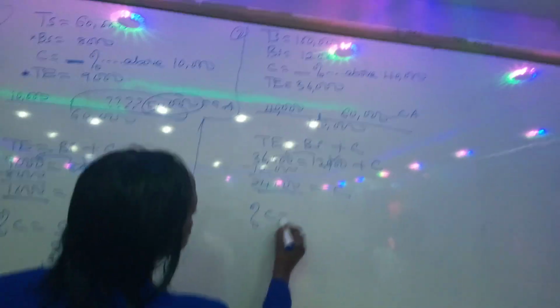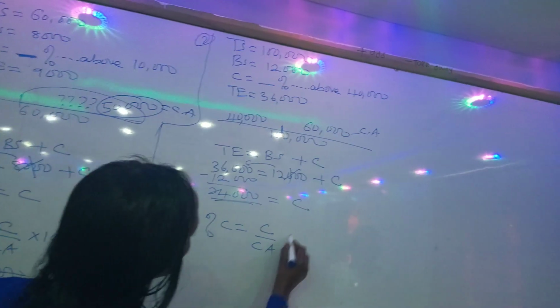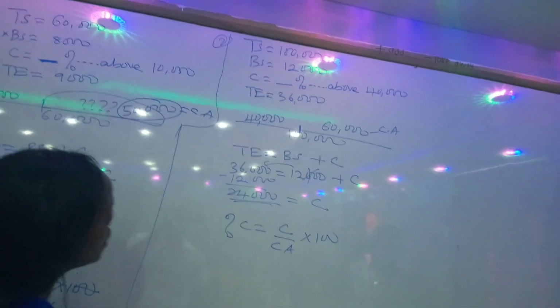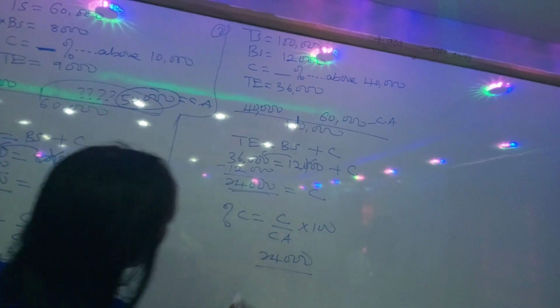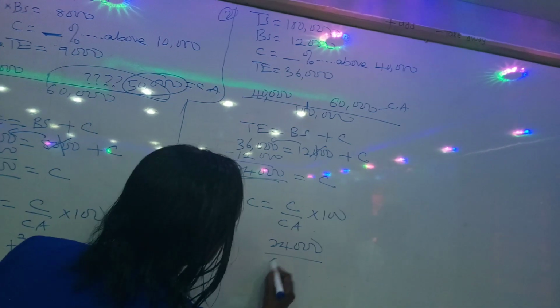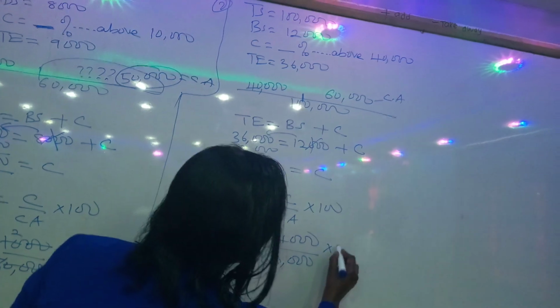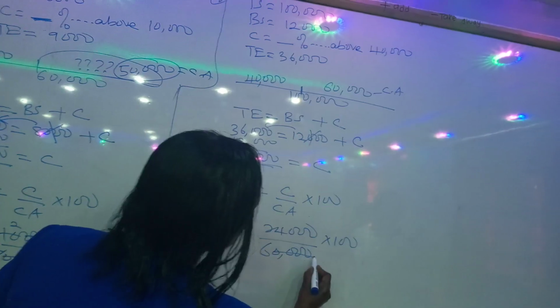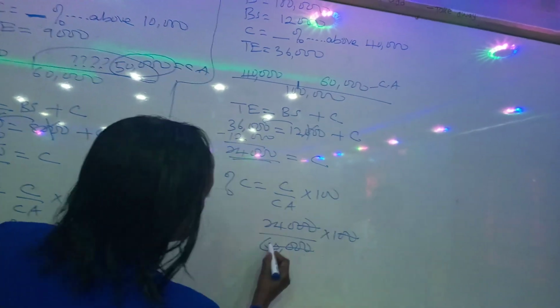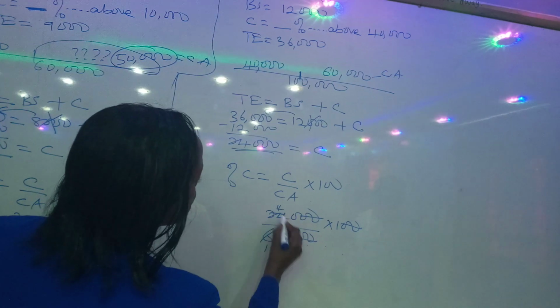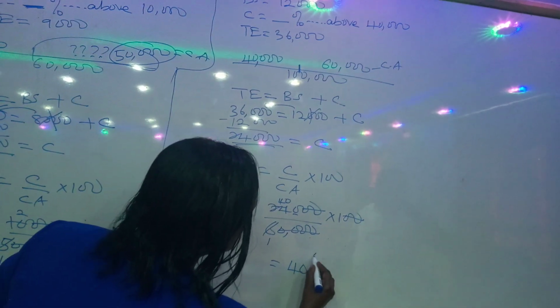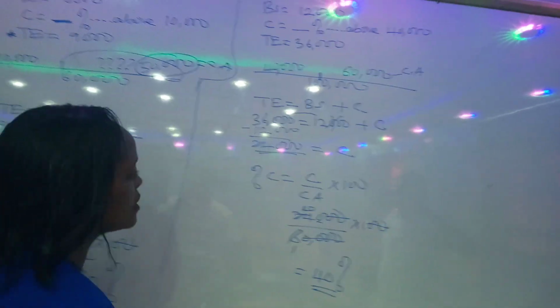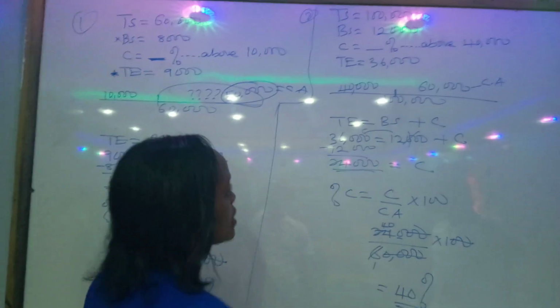We now go to point number 3. How do we get percentage commission? Commission over commissionable amount times 100. What's our commission now? 24,000. What is our commissionable amount? 60,000. Then I multiply by 100. 4 zeros, 1, 2, 3, 4. By 6, 1, by 6, 4, and a 0. So this time now, his percentage commission is 40%. And that's how to arrive at your answer.